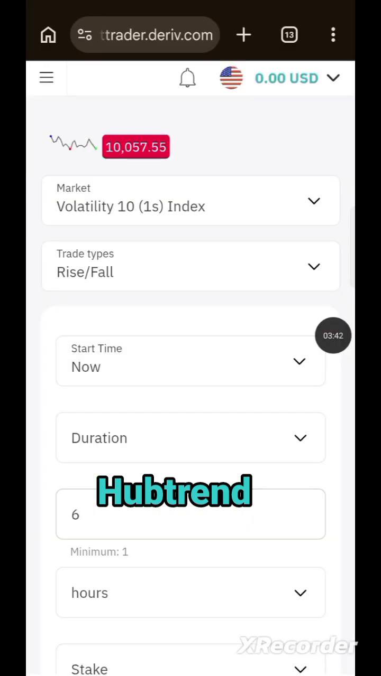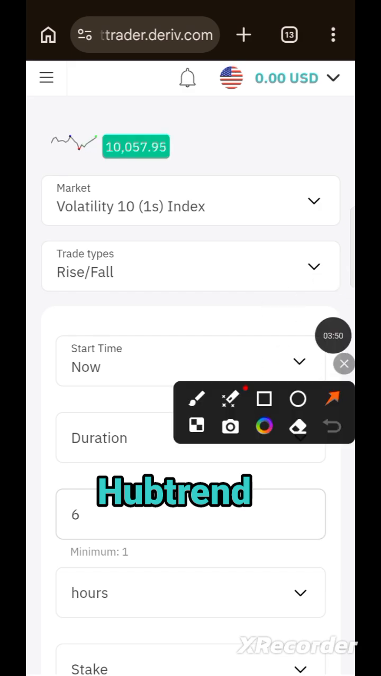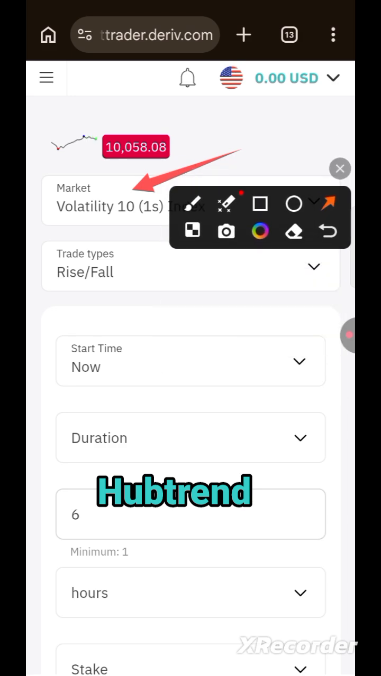So as you can see, this is MetaTrader. Sorry, this is deriv.com. So right here I have Volatility 10 index 1 second. Then my duration here is 6 hours.